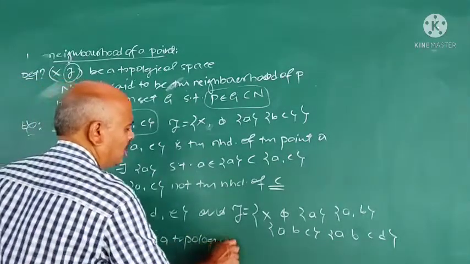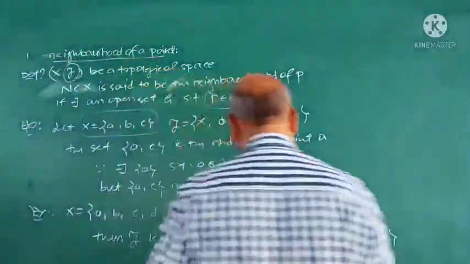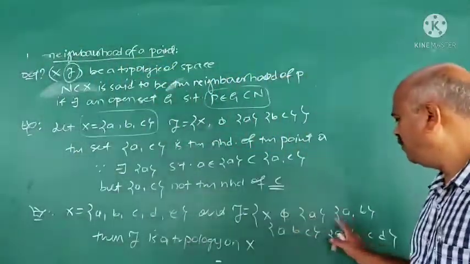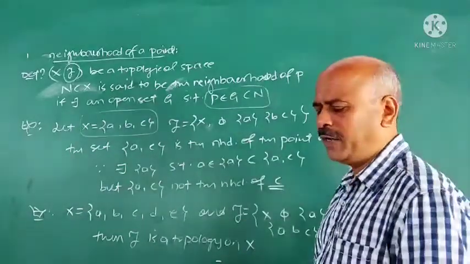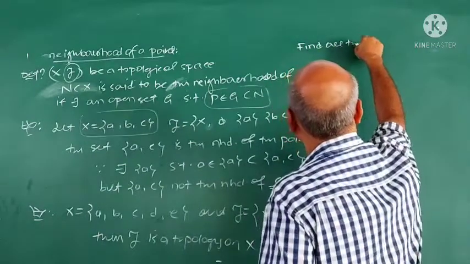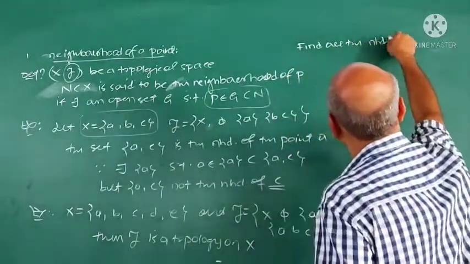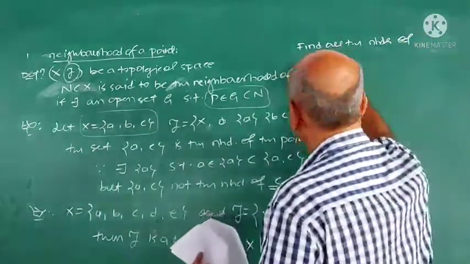Tau is the topology on X. You can verify here. Tau is a topology on X. What is tau? X, A, AB, ABC, ABCD. It is a topology on X. You can easily verify. Find all the neighborhoods of, in short form I use neighborhoods of, first one point B.